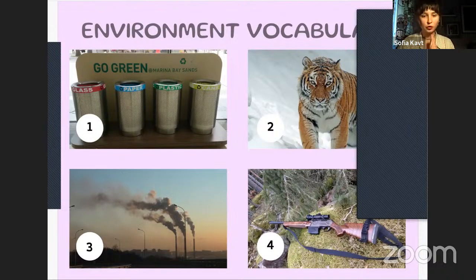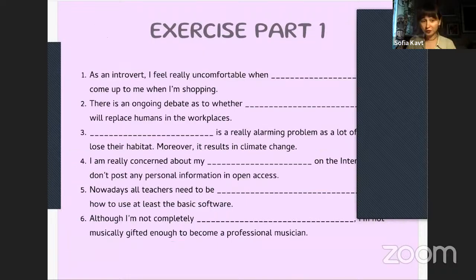It's time for you to complete the exercise I have prepared for you. There is a total of 18 sentences. Let's deal with the first part. Now I'll show you the keys and then we'll move on to the second part.